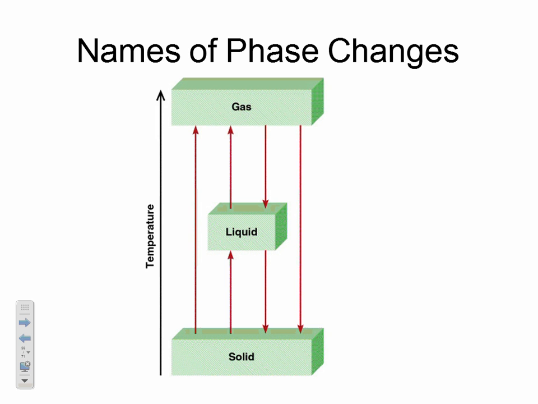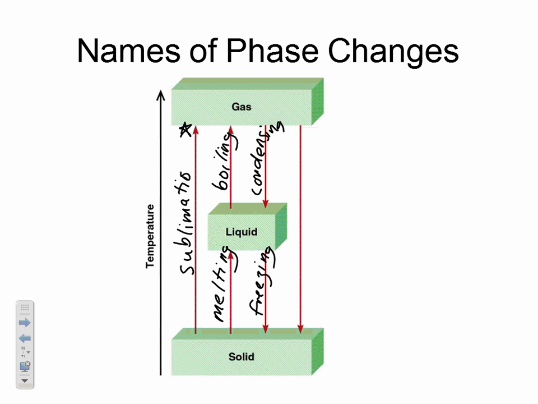Names of phase changes, just to go over all of them so that we know them. Going from a liquid to a gas, that's boiling, and going from a gas to a liquid, that's condensing. Likewise, you should already know that going from a solid to a liquid is melting. We sometimes call that fusion. And going from a liquid to a solid, that's freezing. We can also call that crystallization or solidification. But we also need to make sure that we know the other ones, going from a solid to a gas directly. So this arrow right here, that's sublimation.